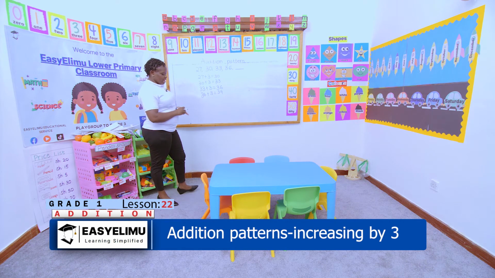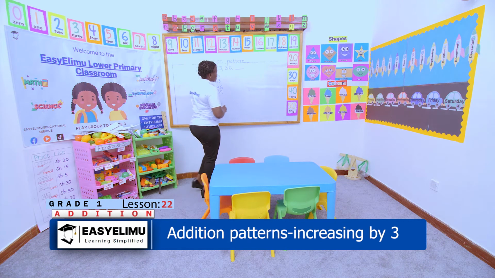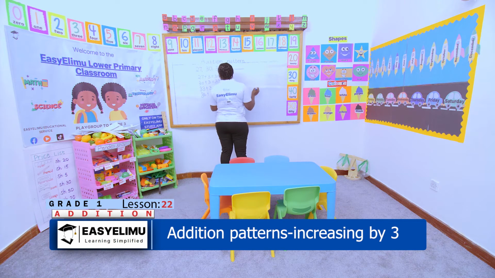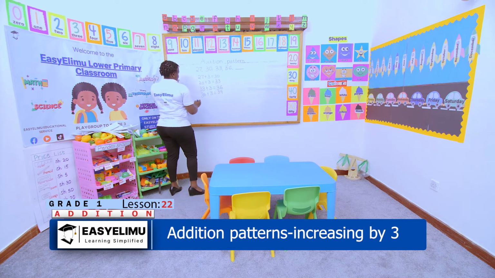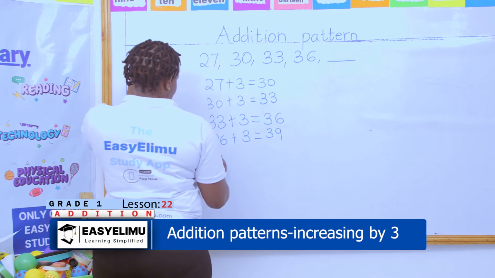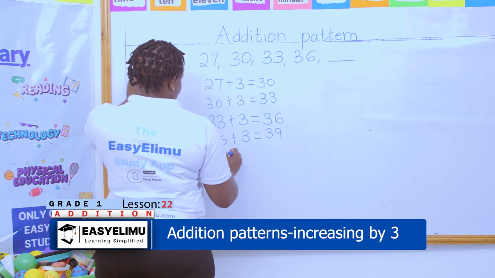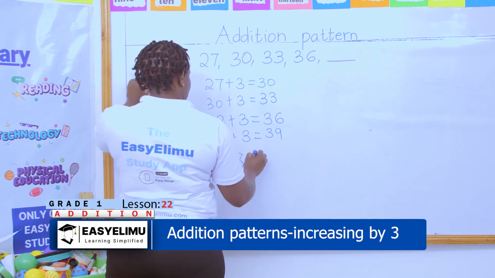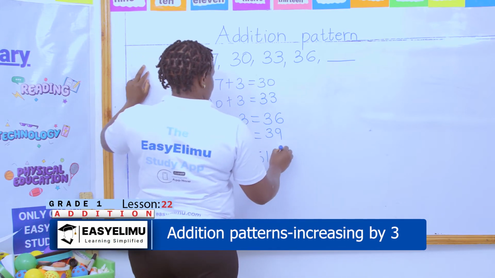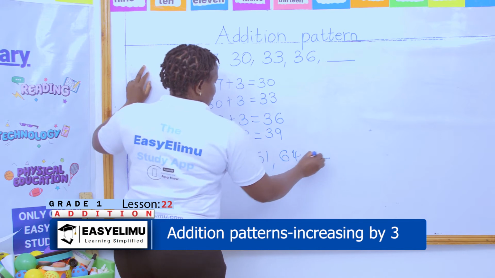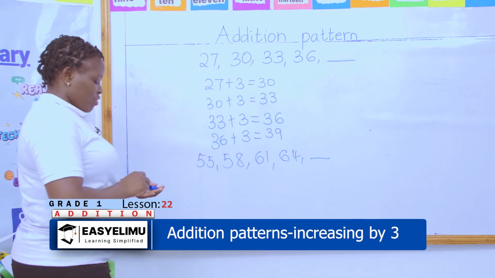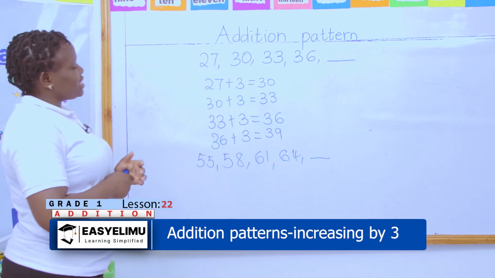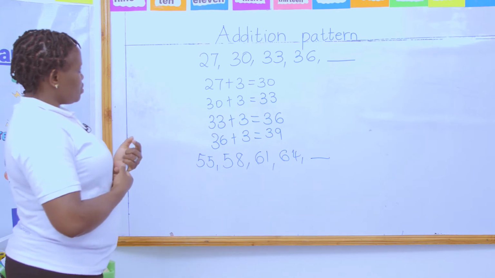Now let's try another number. If I'm given a number like 55, 58, 61, 64, which one will be the missing number? We follow the same procedure. Yes, Janet, try and help us do this.